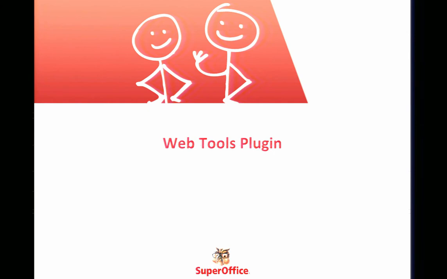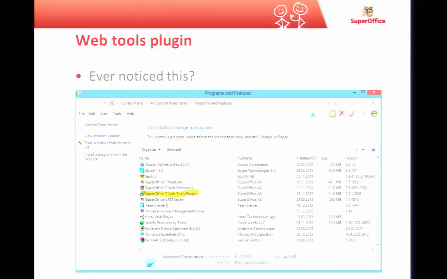Okay, in 7.5 there is a new thing called the Web Tools plugin. I'm not sure if, well, I guess most of you have installed it already in the hands-on session yesterday and today. In the remove programs, we have this small thing called SuperOffice 7 Web Tools plugin. This is new in 7.5.